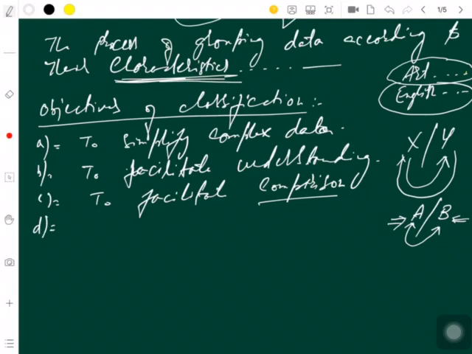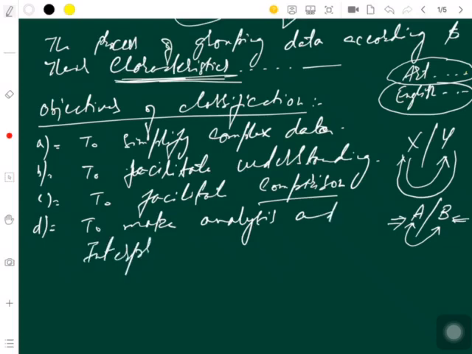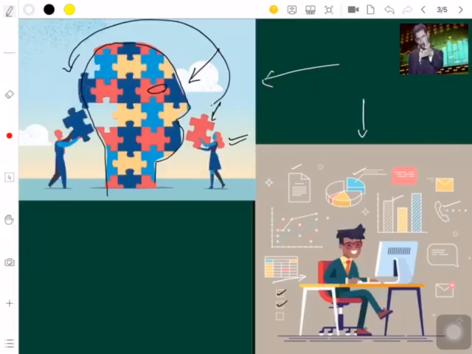Got it? So the fourth will be to make analysis and interpretation. Easy. What are these two words? We have already dealt with what is analysis of data and what is interpretation of data. That is what we do each and everything for. When data is in a very particular shape, then only we will be able to analyze the things and then interpret something. Let us revert back to our example here.